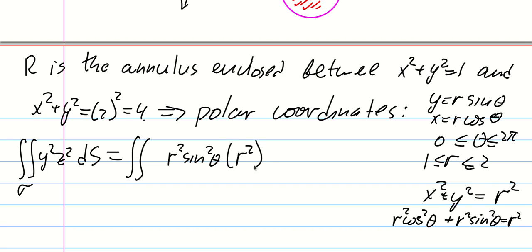So we put it over here. And as you remember, if we switch to polar coordinates, we have to introduce an extra r, dr d theta, and our r changes from 1 to 2, and our theta changes from 0 to 2 pi.